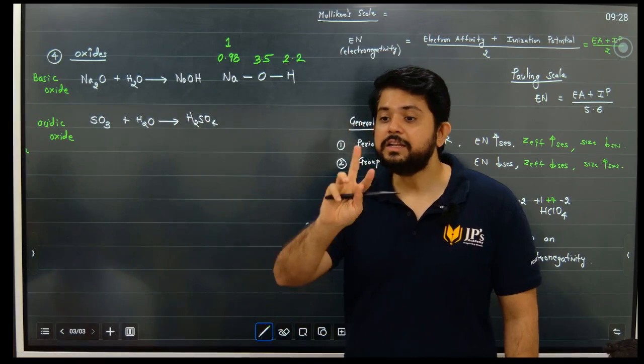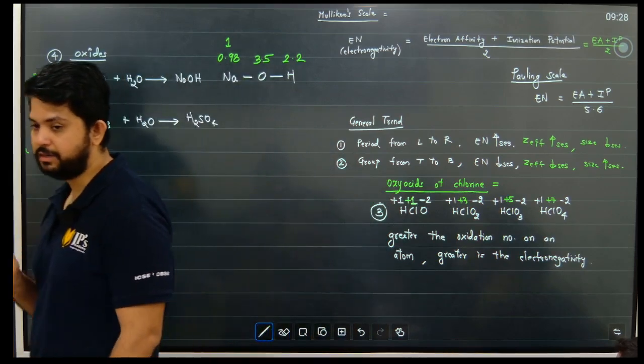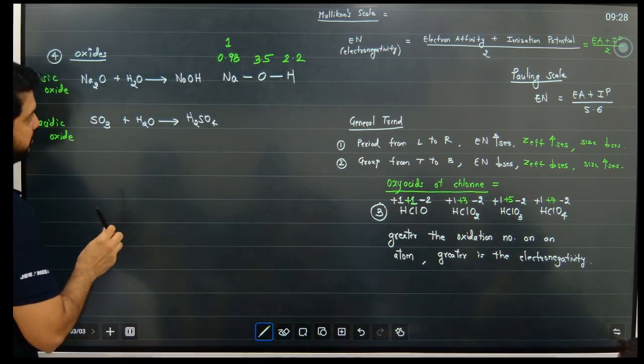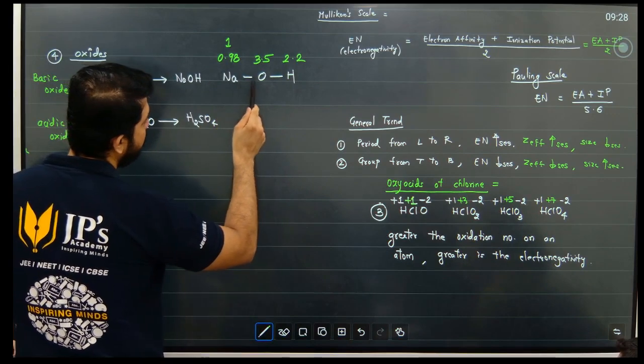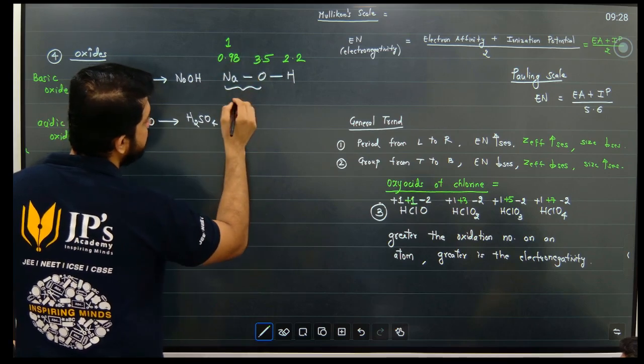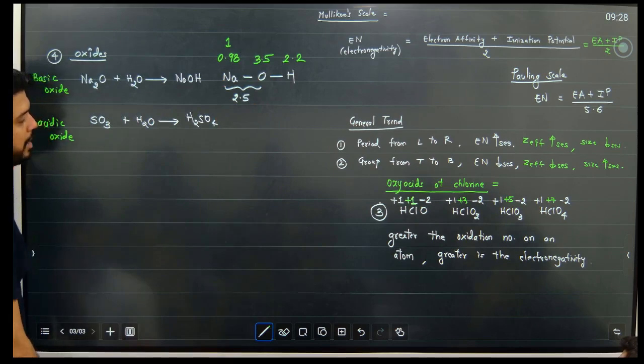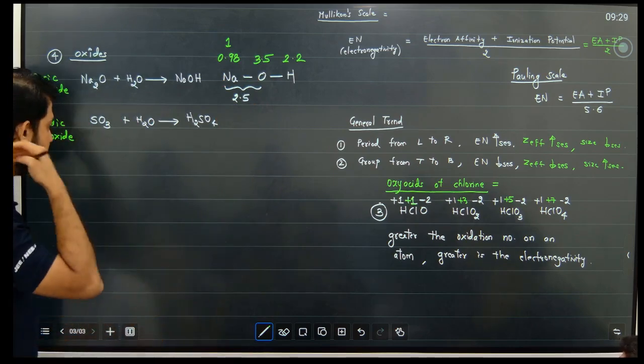Okay. Now find the difference in electronegativity. I repeat, find the difference in electronegativity. What is the difference in electronegativity between Na and O, people? 3.5 minus 1 is 2.5. And what is the difference in electronegativity between oxygen and hydrogen?